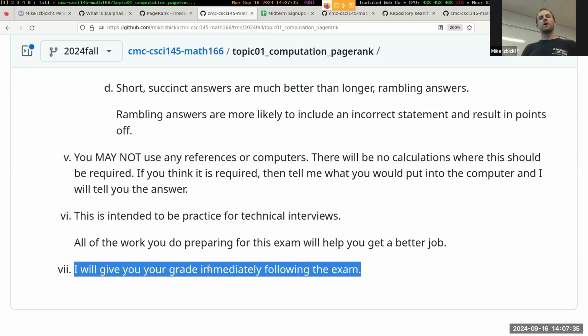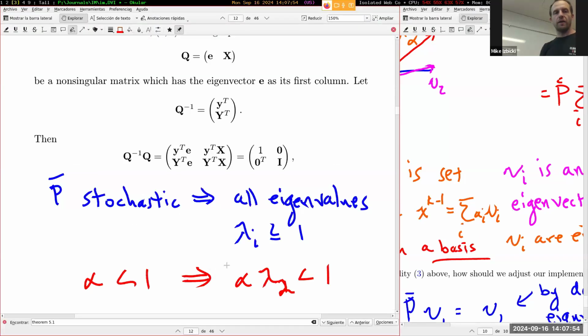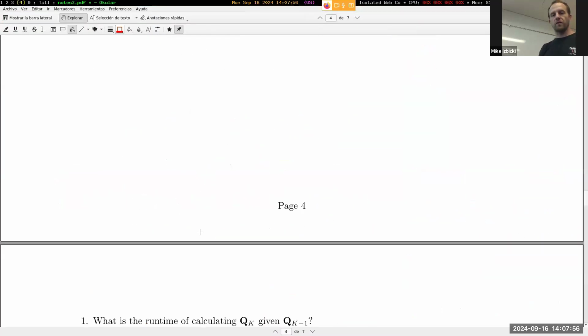Okay. Wednesday in class, we will start new material. But today we'll do some more review for another 20 minutes about the PageRank stuff, helping you prepare for this exam. I want to go to the notes 3, and we'll talk about the notes 3 starting from the top.